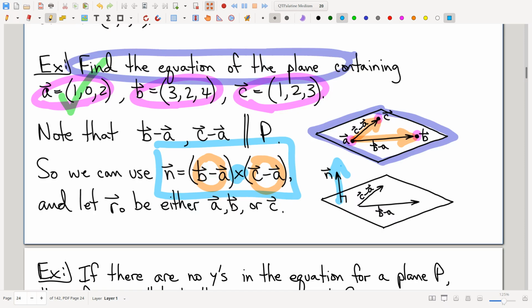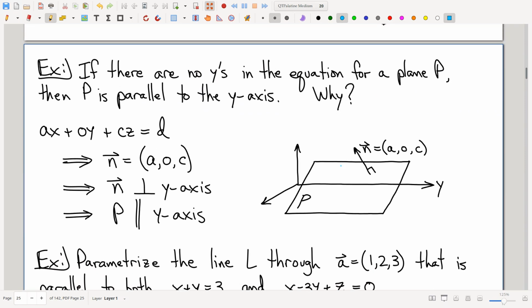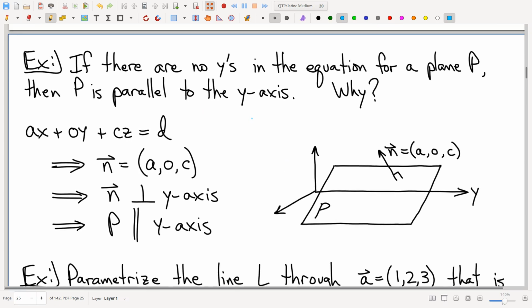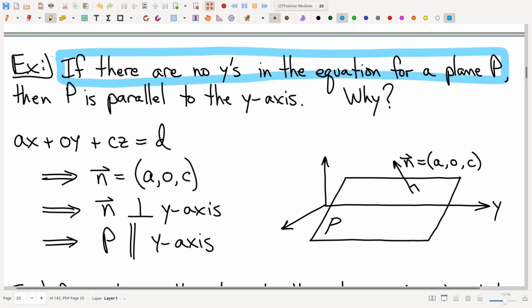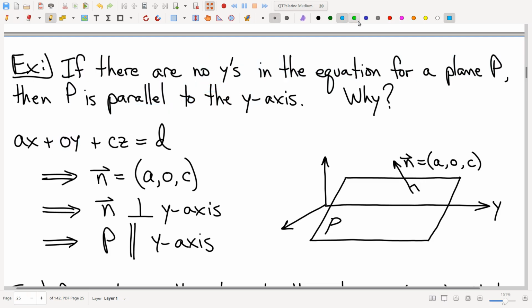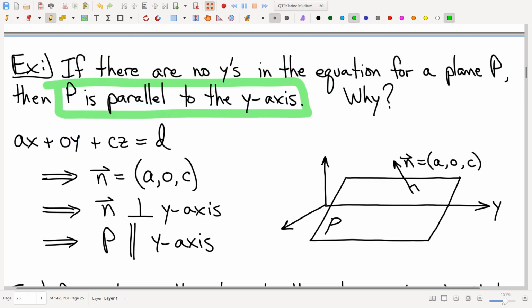Okay. All right, I'm going to end with a clever little observation. I like to use this in various places in the course. I don't remember if this is in the book. I kind of don't think it is, but it's very clever, very useful. If you're looking at the equation of a plane and there are no y's in the equation, like so, the coefficient of y is 0. Based only on that, we can conclude a very useful geometric conclusion, and that is that the plane is parallel to the y-axis.